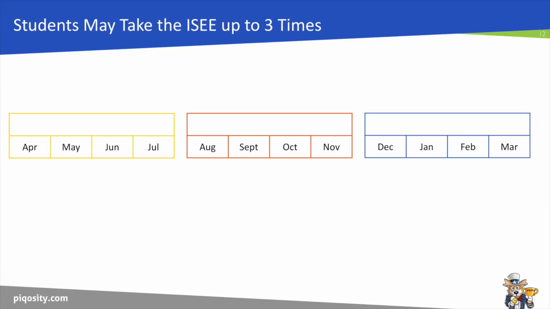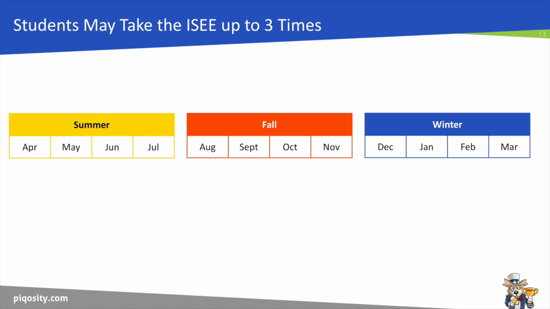Since fall of 2016, students may now take the ISEE up to 3 times a year, or once each during 3 4-month periods, generally corresponding to summer, fall, and winter. These 4-month periods are set by ERB. A student cannot, for example, take the ISEE in both December and January because of the limitations of taking the test only once during each prescribed period.